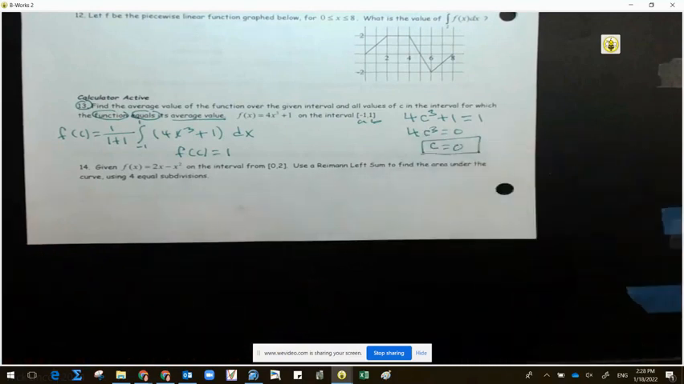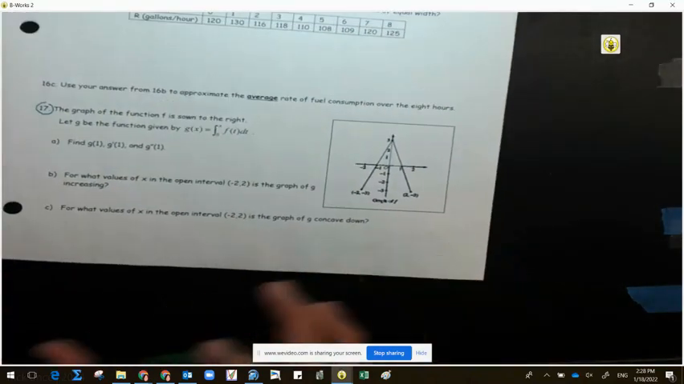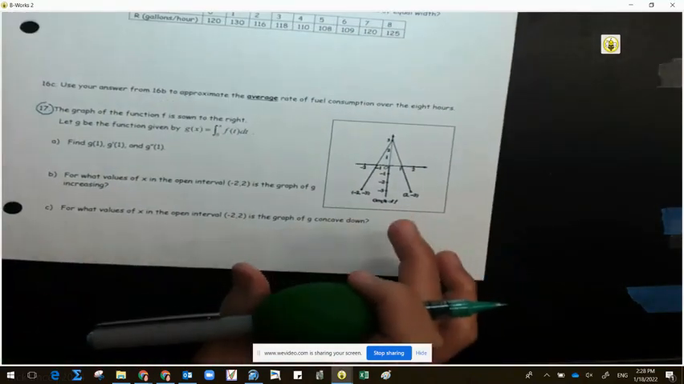Did someone say 1? Oh no. All right, let's move on to number 17. Is that right? We're going to pretend we didn't hear that. All right, on number 17.